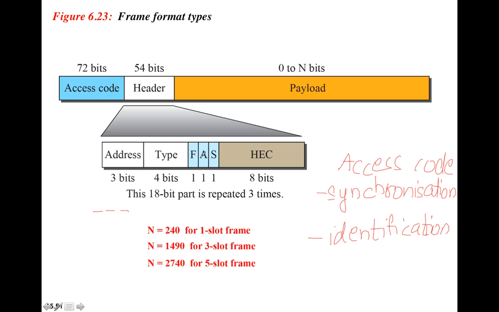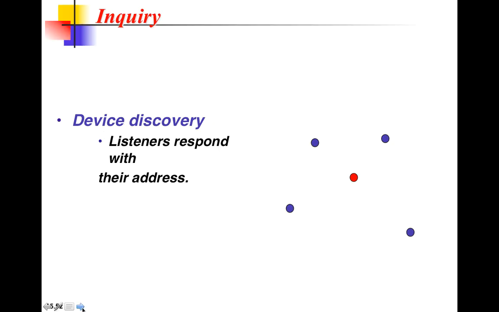You have the A field, which is also 1 bit, and this indicates acknowledgement. And you have the S bit, which indicates sequence, and this also is 1 bit. And then you have the error control mechanism bits, and these are 8 bits, right? So this is the frame format for Bluetooth.